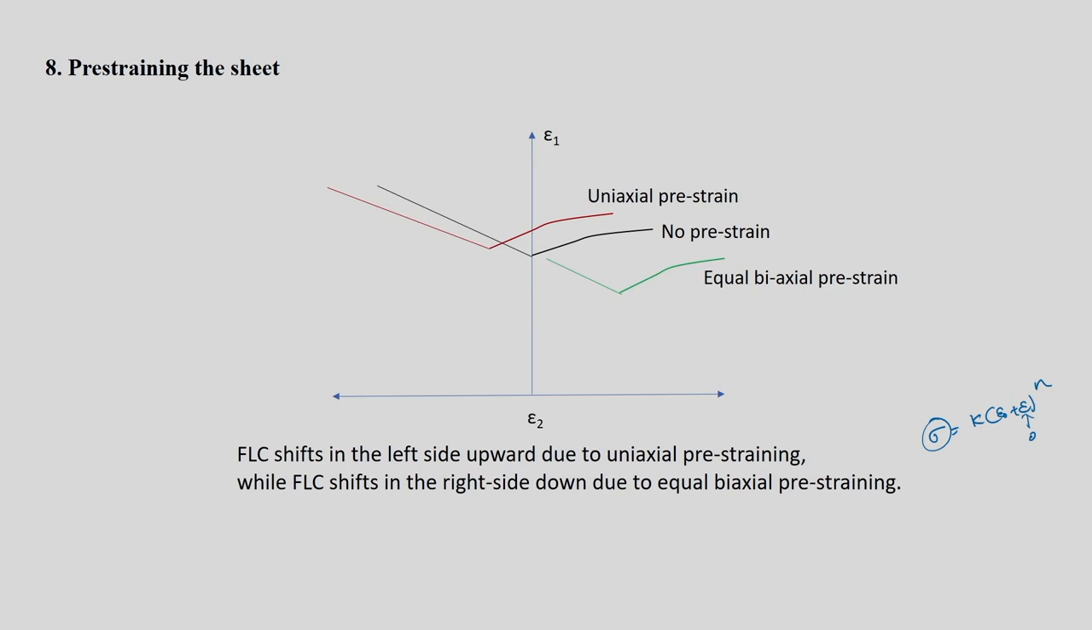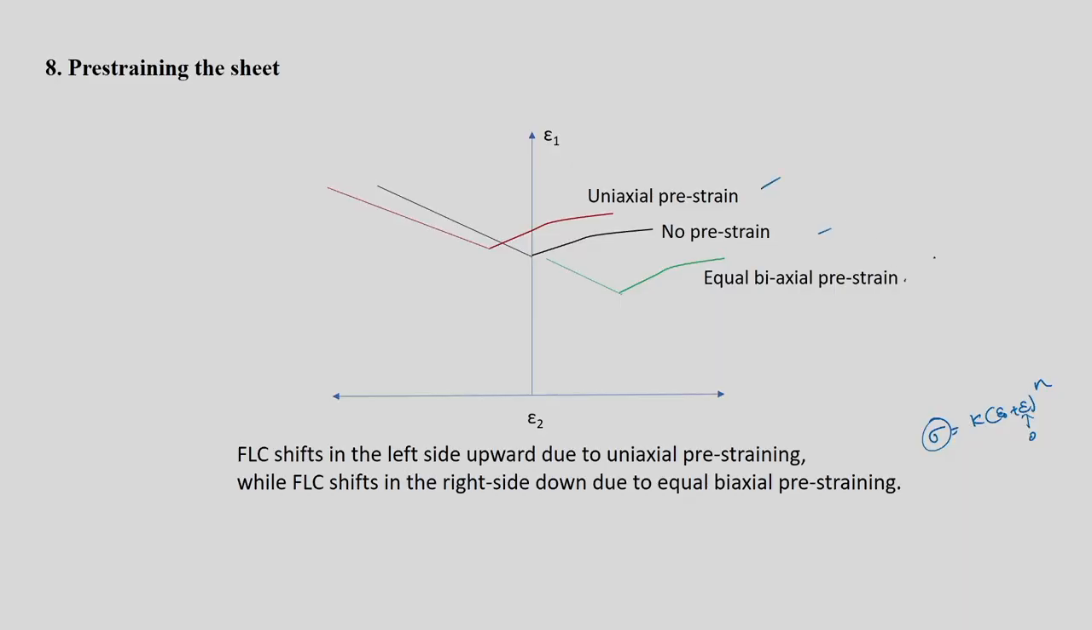So this pre-straining also may have some effect on the forming limit curve. That means you have to purposefully pre-strain it and then see how it affects, and that is what I have given here in this schematic. So what does that mean? That means there are three forming limit curves here. One, the black color one, is no pre-strain, which means that the material is coming to you and you are using a forming limit testing method like the hemispherical dome test and getting this forming limit curve without any pre-strain.